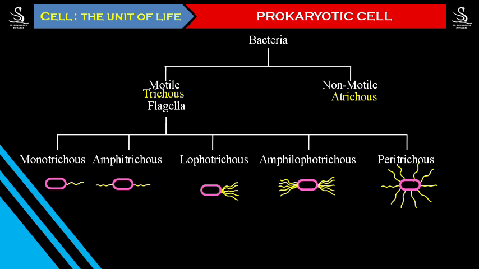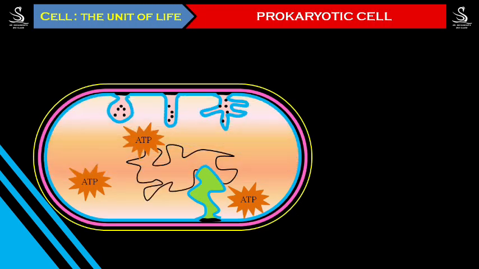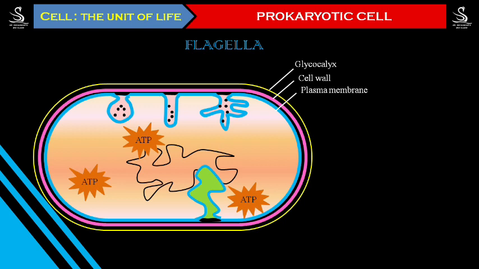Now let us get into the details of the different parts of flagella and how they are arranged on the surface of bacteria. Students, we already learned in the previous class about the different layers present on the bacteria. Bacteria have a plasma membrane. Outside the plasma membrane, there is a cell wall, and outside the cell wall, we find the glycocalyx layer. And in addition to that, we have seen even the mesosomes.